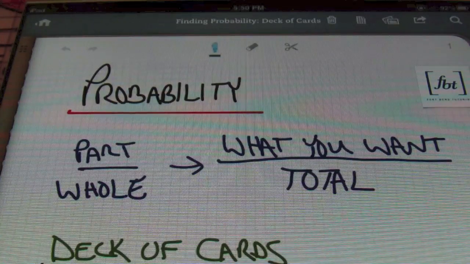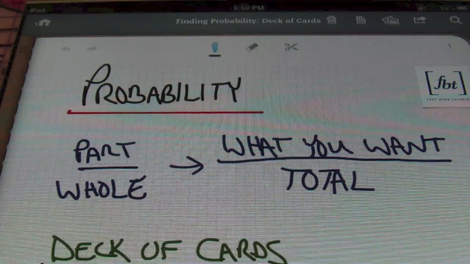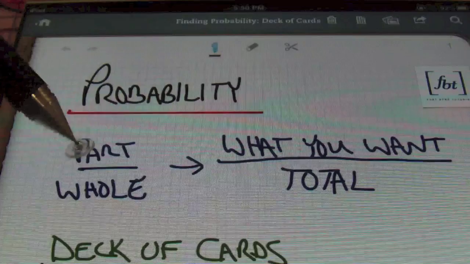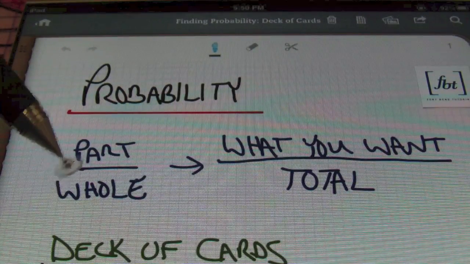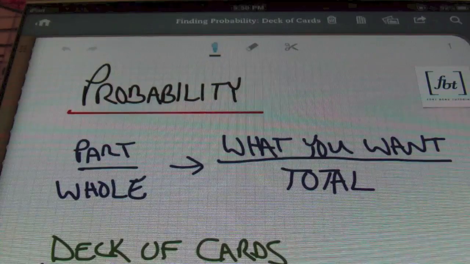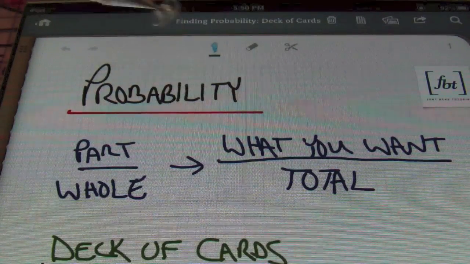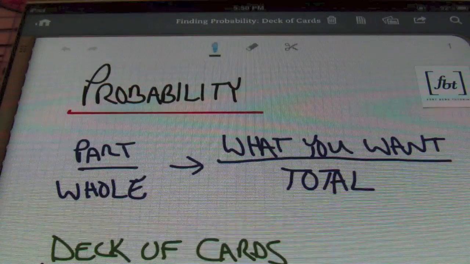First of all, I just wanted to highlight a few things about probability, and that is basically it's the part that you want over the total. The part divided by the whole. That's probability, ladies and gentlemen. It's what you want in particular divided by the total amount of outcomes that are possible.